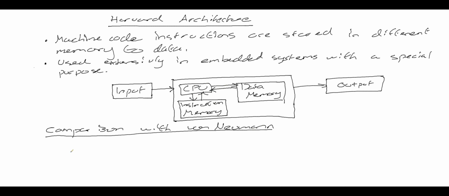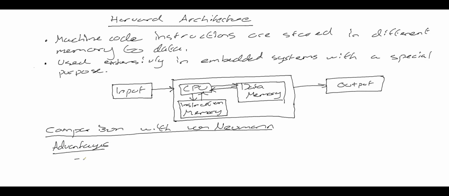Okay, so let's compare Harvard architecture with von Neumann architecture then. And if you don't know what von Neumann architecture is, have a look at my other tutorial video on von Neumann architecture. So what are the advantages over von Neumann then?